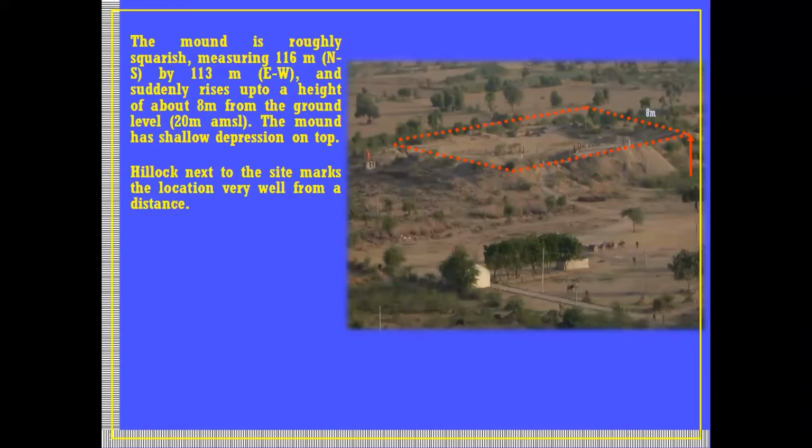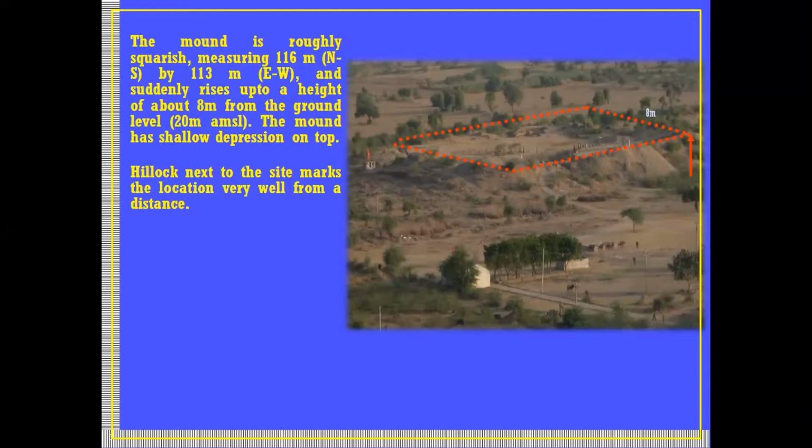Well, if you compare this with sites like Dholavira, Kanmer is a very small settlement. I would call it a small village rather than a township. Maybe you may not agree with me, but this small settlement is protected by a very strong wall, a very strong defense wall. Why, we do not know.